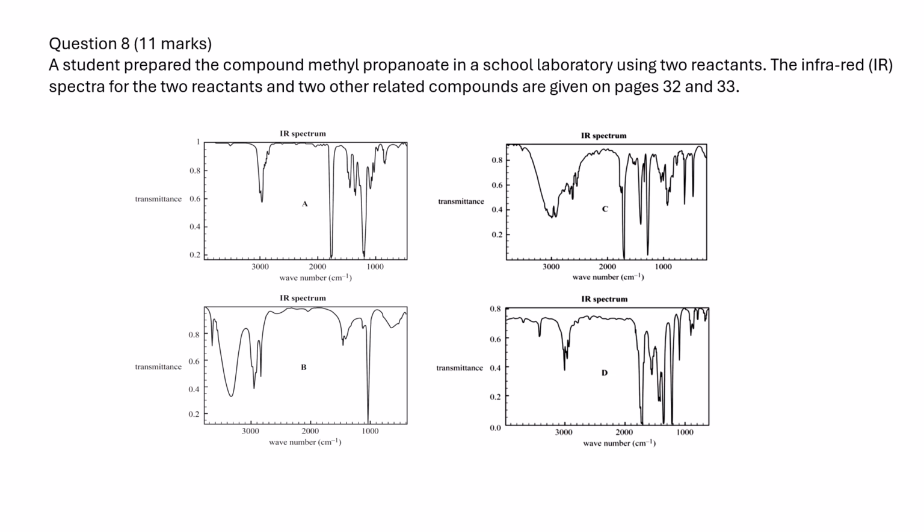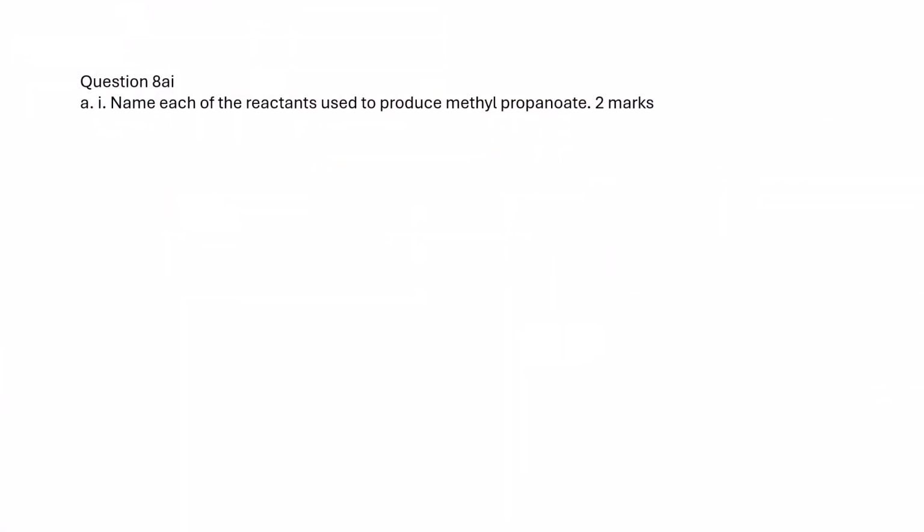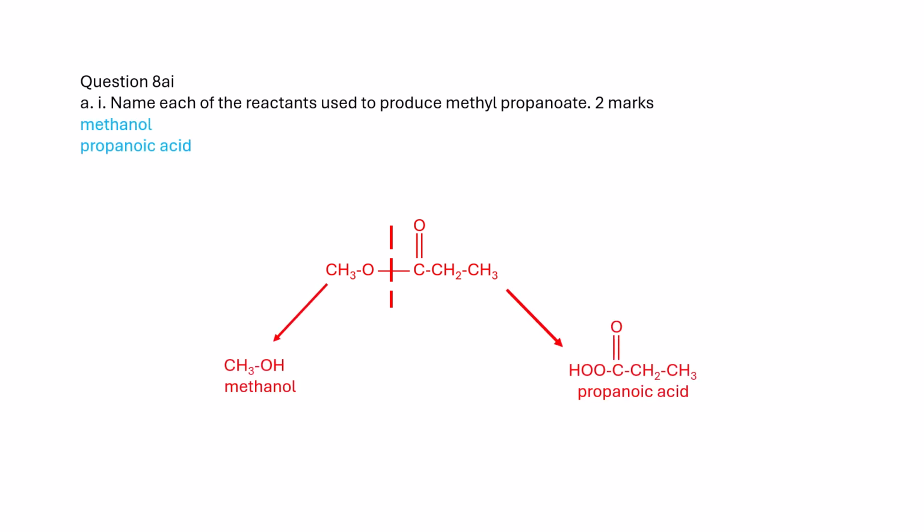A student prepared the compound methylpropanoate in a school laboratory using two reactants. The infrared spectra for the two reactants and two other related compounds are given here. First, draw the structure of methylpropanoate. Then, break up the structure of methylpropanoate. Finally, draw the structure of the reactants and write their names.